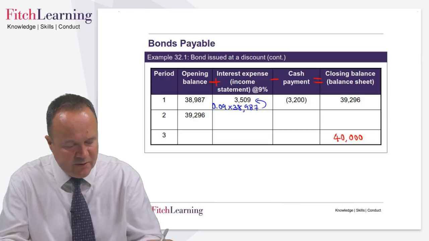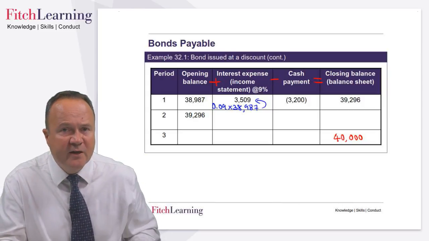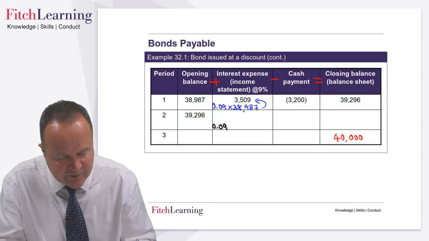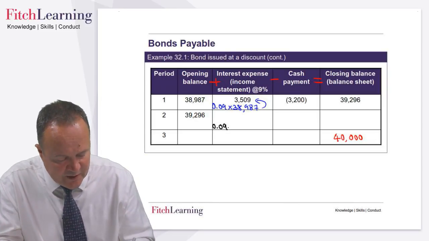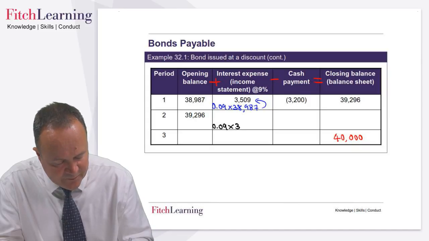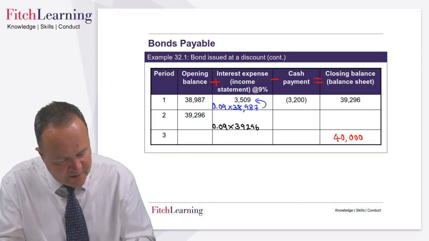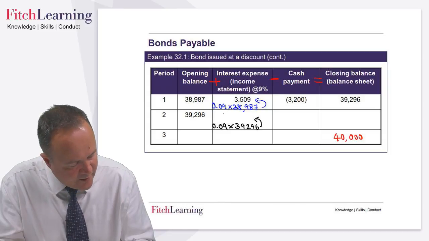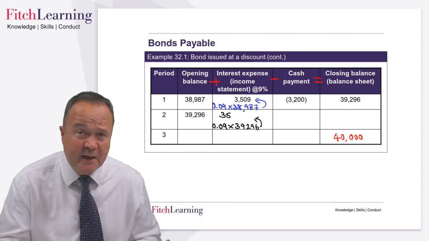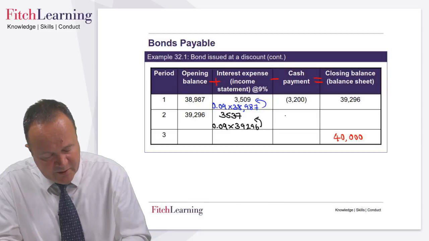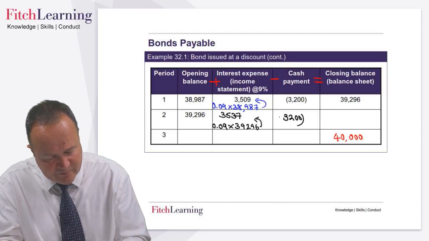Let's now do the second year. Still 9%. Remember, that yield doesn't change. But now the opening liability for the second year is 39,296. That gives me an interest figure of 3,536.6. Let's call it 37. The payment is still 3,200.